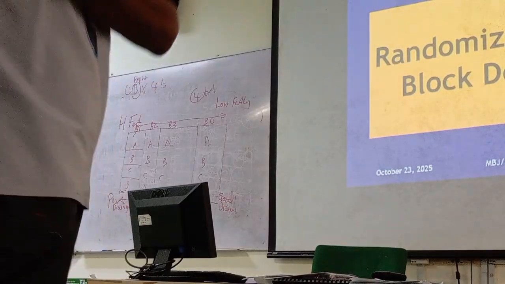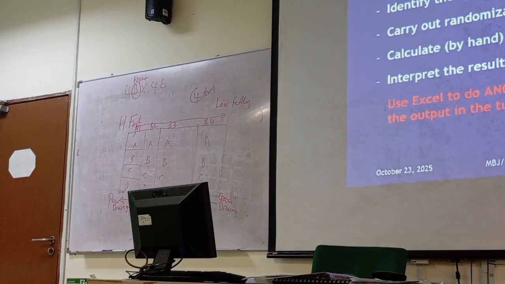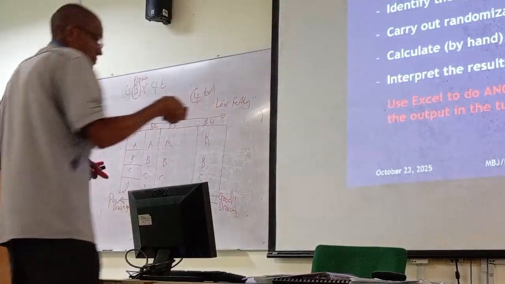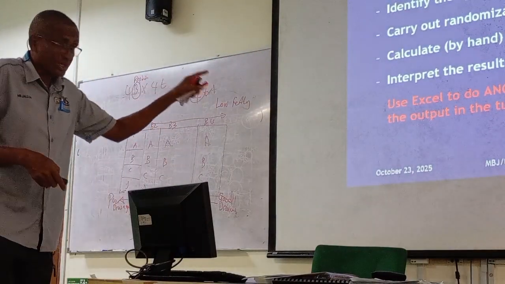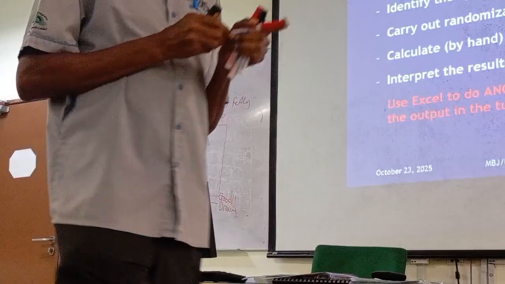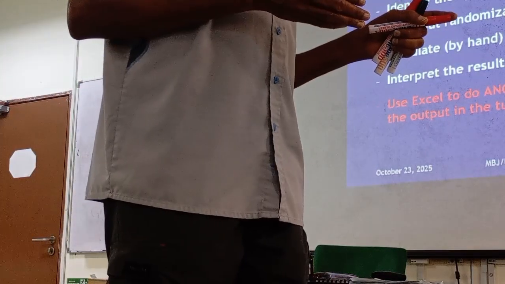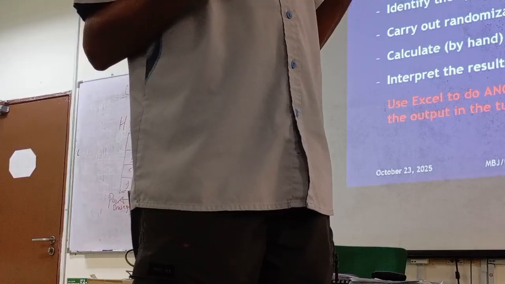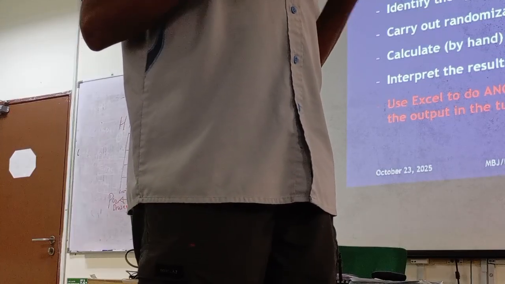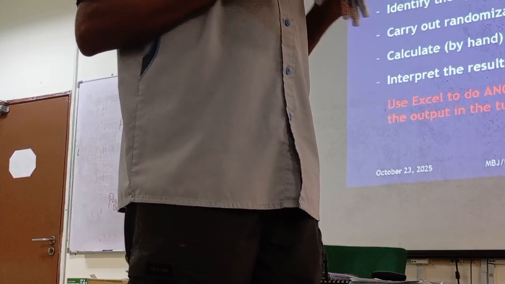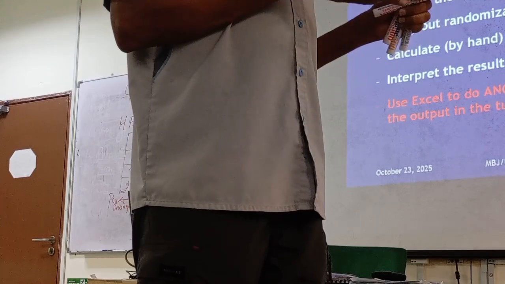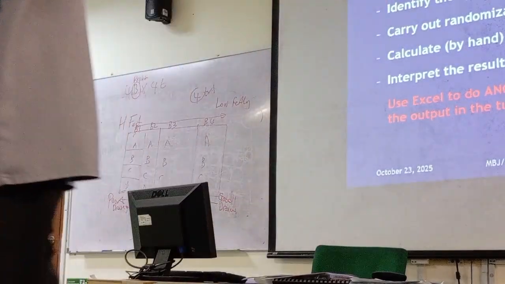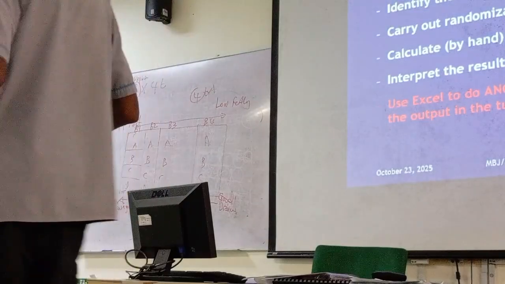Clear? Okay, right. So same thing here, we will do this and later we will do Excel. This is the only thing we can do with Excel, which is easy, block and CRD. If you want to do split plot, Latin square, factorial, it is not advisable to use Excel. You have to use SAS or SPSS, or other software that is available.